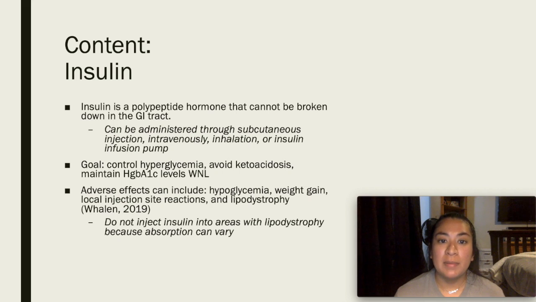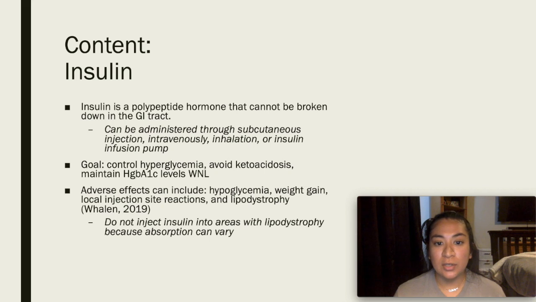Insulin is a polypeptide hormone that cannot be broken down in the GI tract. Therefore, we give it by subcutaneous injection, by IV, can even be given through inhalation or by insulin infusion pump that is subcutaneous. The goal is to control hyperglycemia, avoid ketoacidosis, and maintain hemoglobin A1C levels within normal limits or at controlled levels.